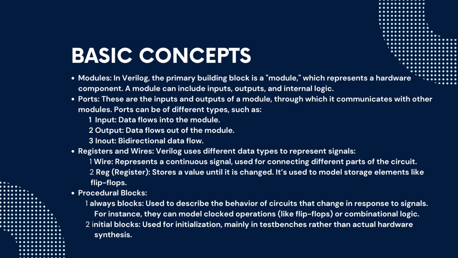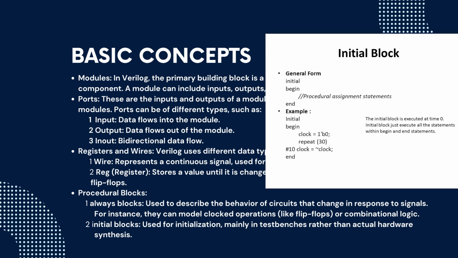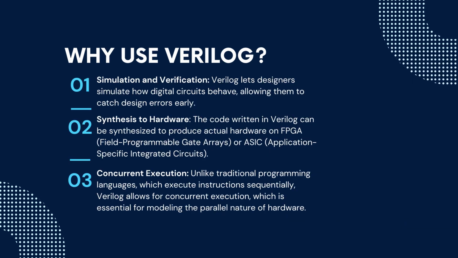In procedural blocks, there are always blocks and initial blocks. Always blocks are used to describe the behavior of circuits that change in response to signals. For instance, they can model clocked operation or combinational logic. Initial blocks are used for initialization, mainly in test benches rather than actual hardware synthesis.